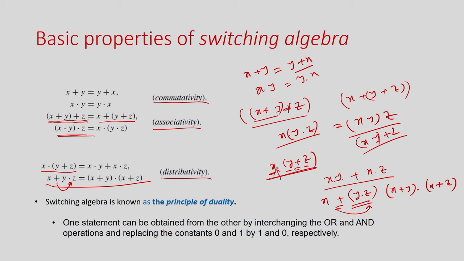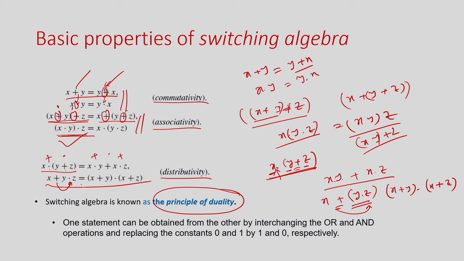Okay. So one thing you might have noticed now is the principle of duality in switching algebra. Whenever I am writing an expression, I am writing two versions of it, one with AND, one with OR. The same expression, if I just replace this AND with OR, I will get this expression, and this OR with AND, I will get this expression. Similarly, in this expression, if I replace this OR with AND, all this OR operator with AND, I will get this expression. Similarly, here in this expression, if I replace AND with OR and OR with AND, I will get this expression.